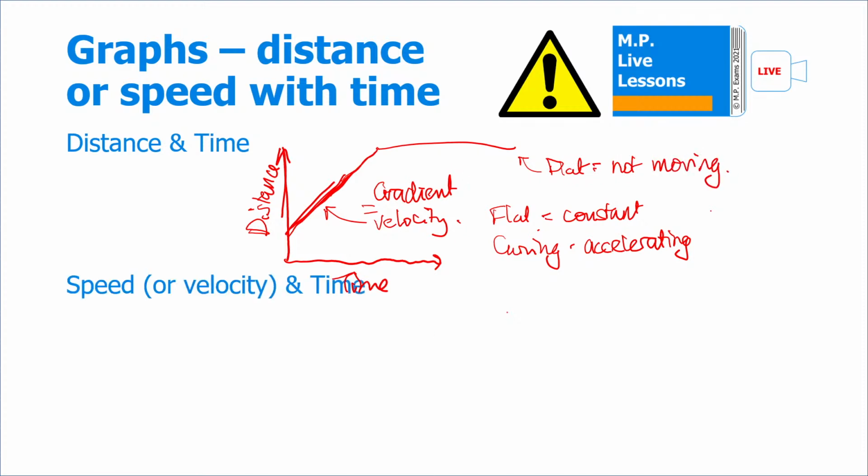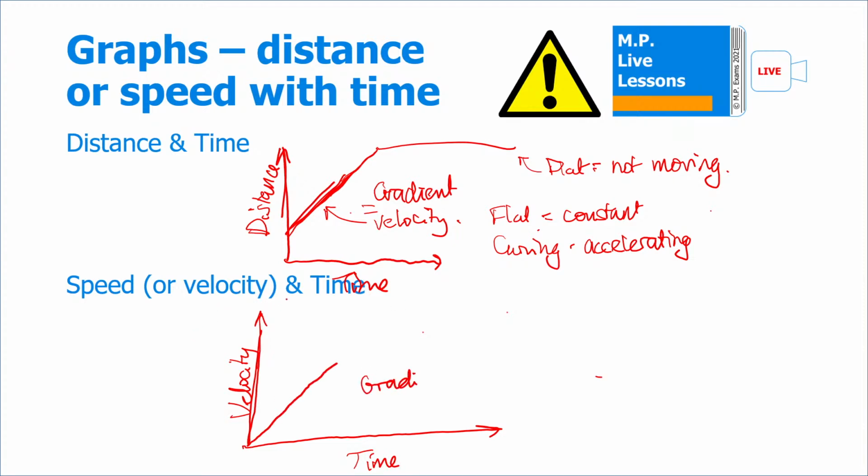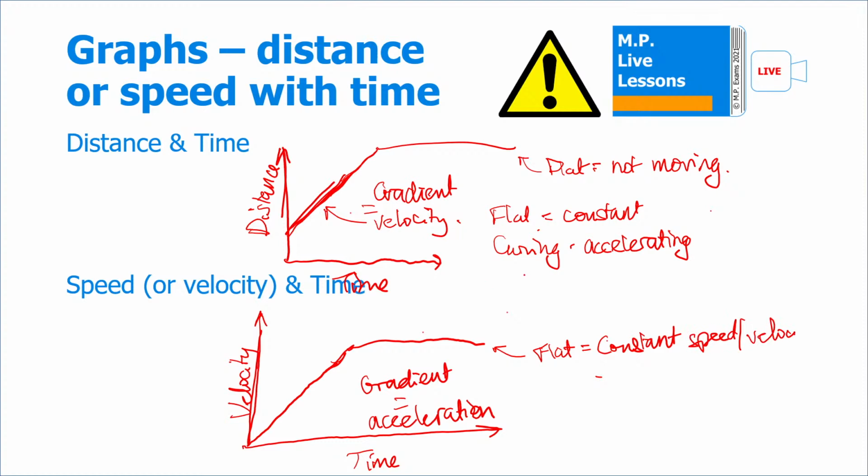Whereas with velocity-time graphs, you'll have velocity on the y-axis, and as well time on the x-axis. If you have a flat line this time, its gradient tells you the acceleration, whereas a flat line simply means constant speed or velocity. If the gradient's changing, acceleration is changing.